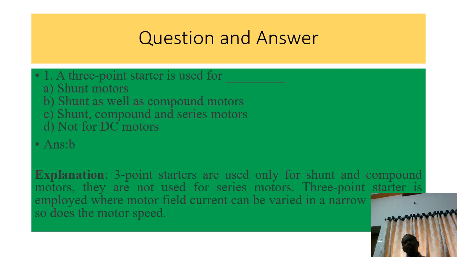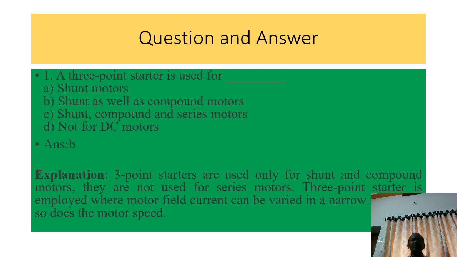To avoid this and protect the DC shunt motor, we connect an additional resistance in series with the armature winding. That is what we discuss by using the 3-point starter in the DC shunt motor. The same conditions are observed in the case of the 4-point starter. Now I can ask one simple question regarding the 3-point starter.